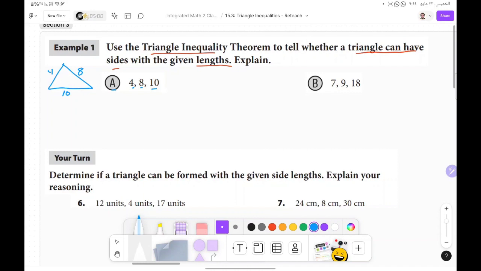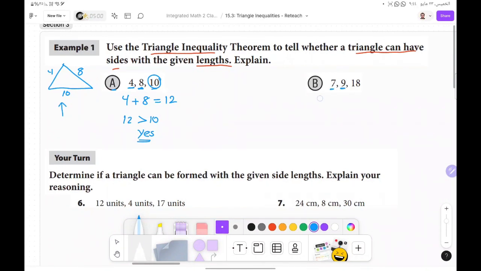How do we know that we can draw a triangle with 4, 8, and 10? First we have to add two sides, and the sum of those two sides should be greater than the third side. So 4 plus 8 is equal to 12. Is 12 greater than 10? Yes. So you can draw the triangle. Okay, let's try this.